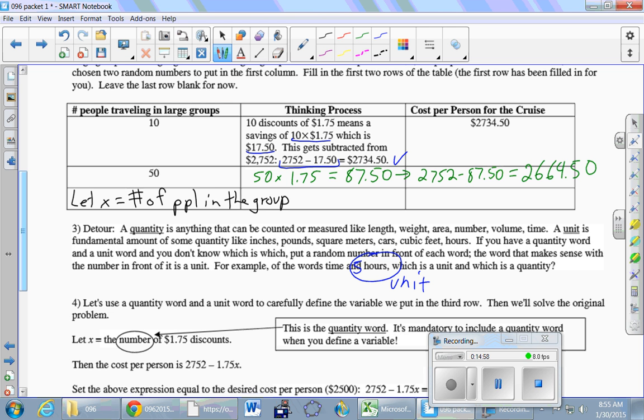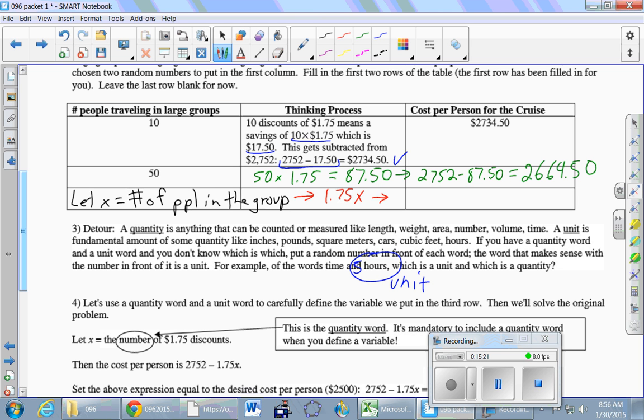Okay, so we're going to follow the same process we did up above. In the previous row, we took 50 and multiplied it by $1.75 off. What do we do that's analogous in this last row? We're going to do $1.75 times the x, yeah? And that's the discount we're going to receive.